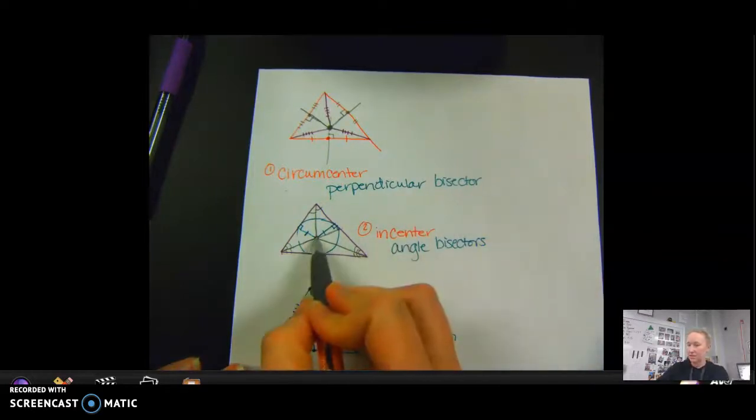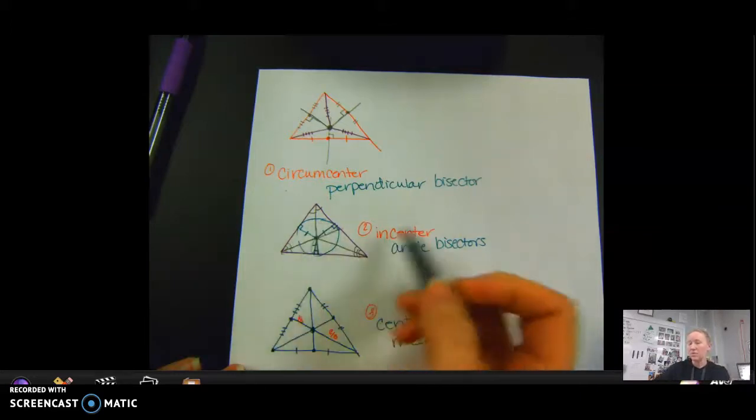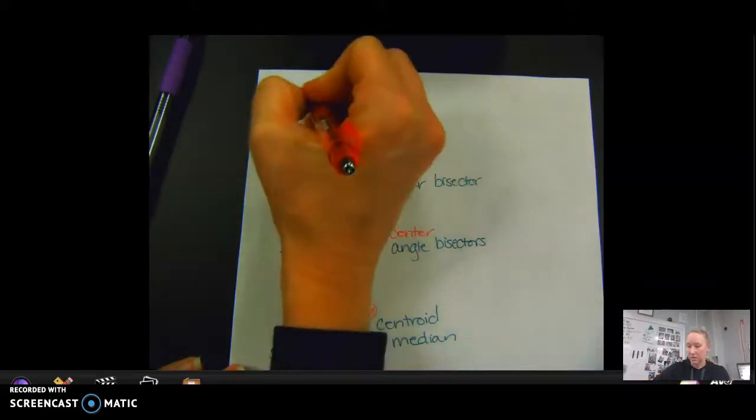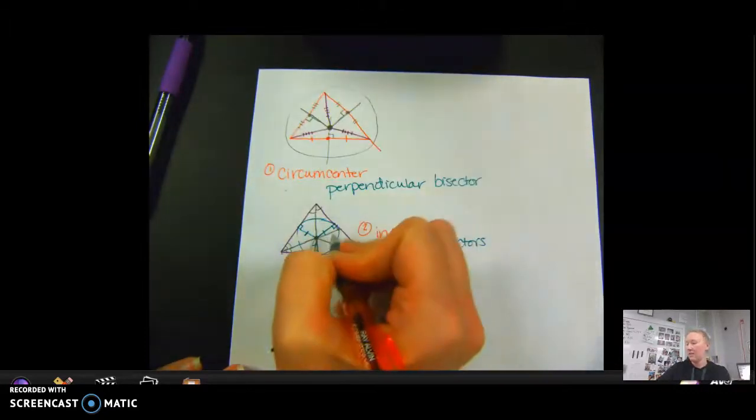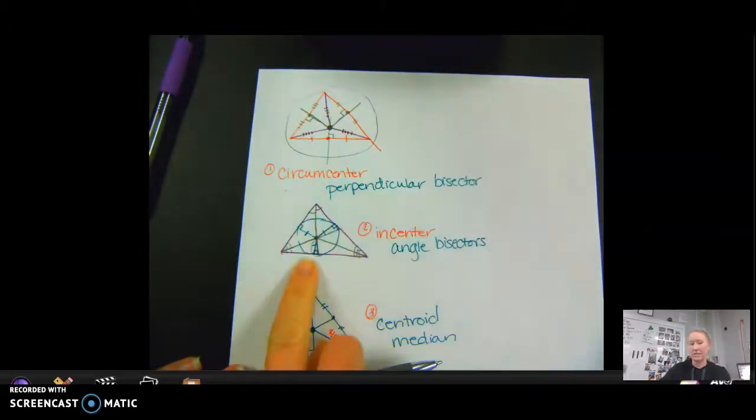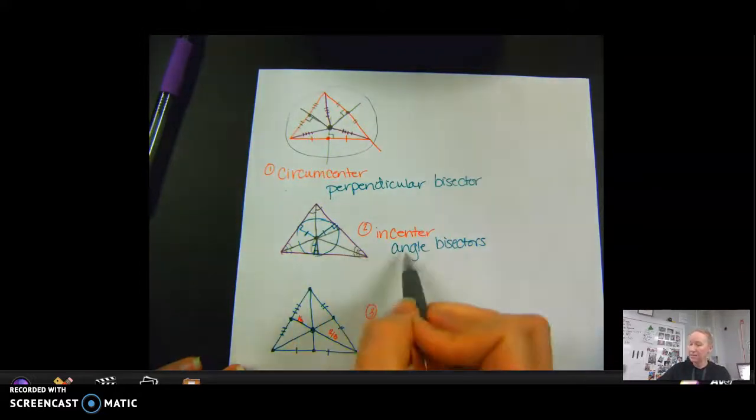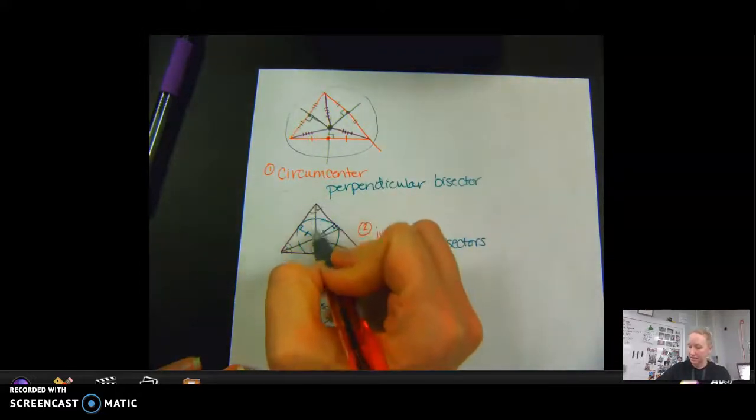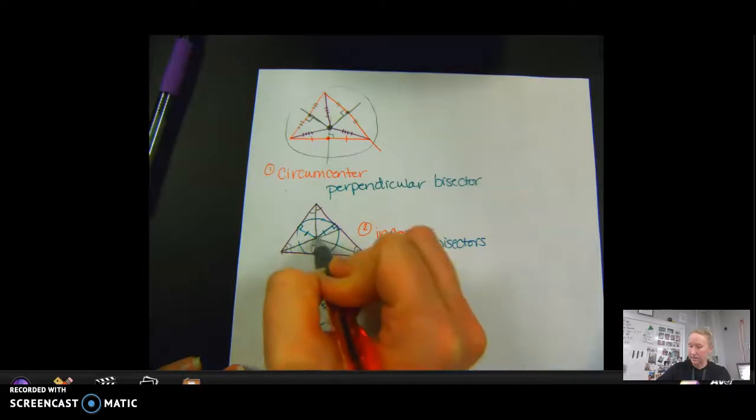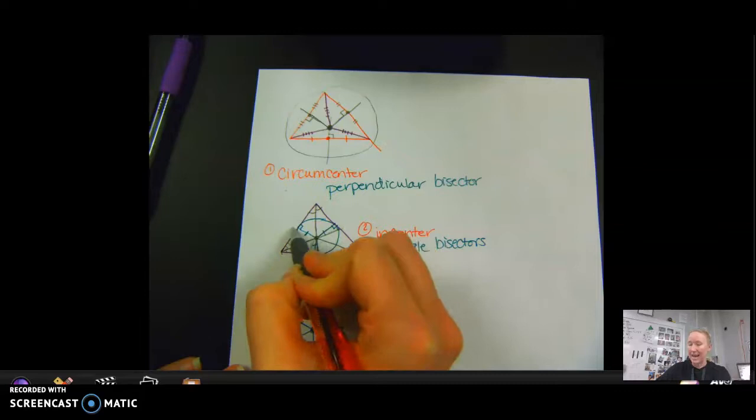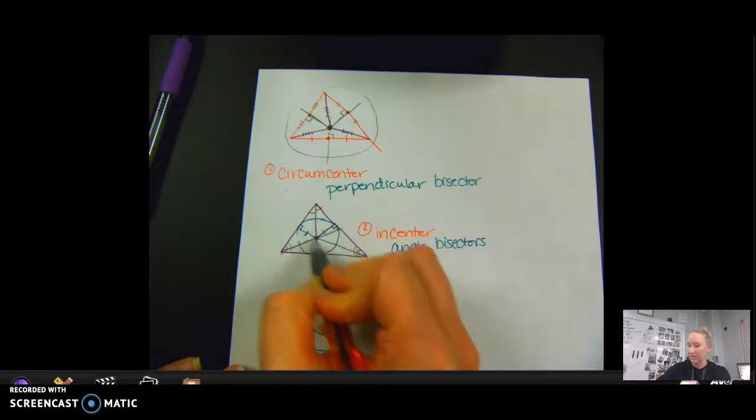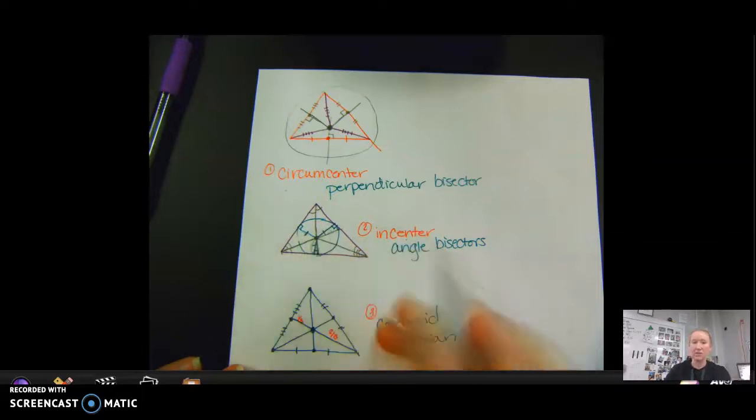Incenter happens in the center of the triangle, which is the center of the inscribed circle. So we have a circumscribed circle, which is the circle that's on the outside of the triangle. And we have the inscribed circle, which is inside the triangle. Angle bisectors make the incenter. So this is an angle bisector, angle bisector, angle bisector. They meet at a point that we call the incenter. From the incenter to the sides at a 90-degree angle, those 3 segments are going to be congruent.